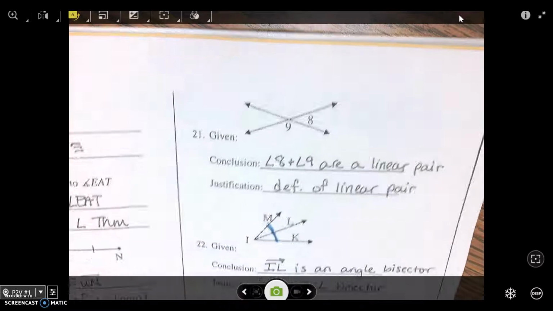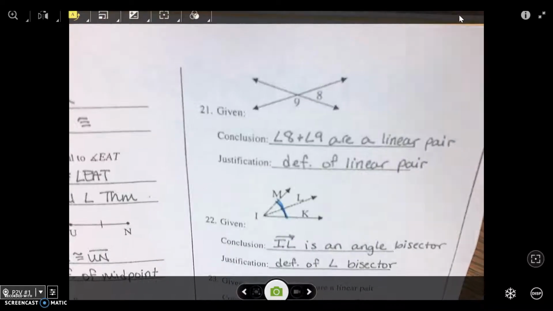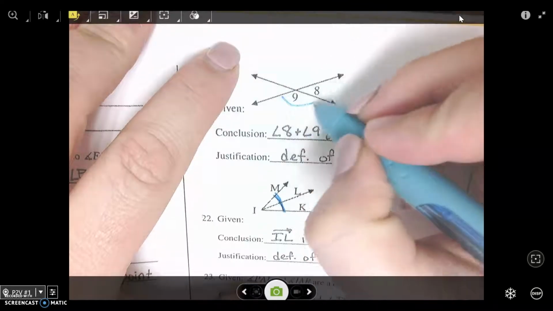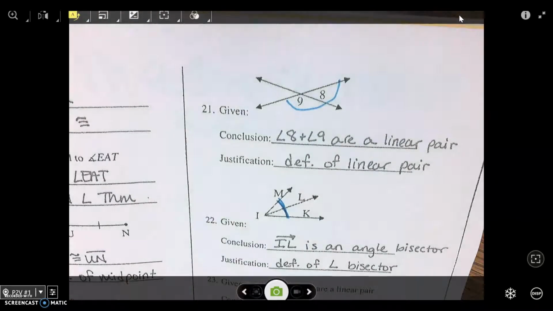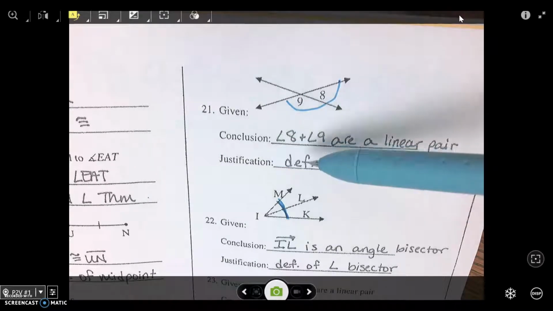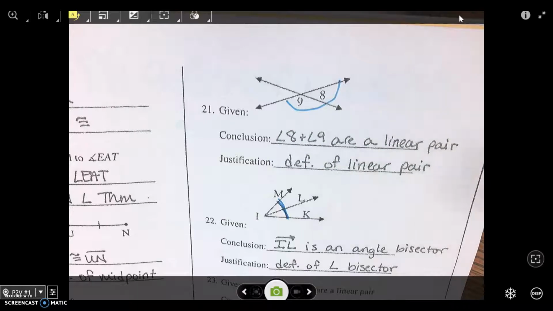Number 21, you're given this picture and you can clearly see that angle 8 and 9 form a line. So the angle 8 and 9 are a linear pair. And you can just use your justification, definition of linear pair. Or it might be listed as linear pair postulate in your notes. Same thing.